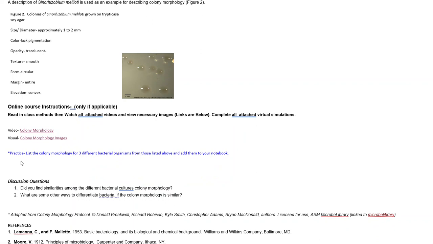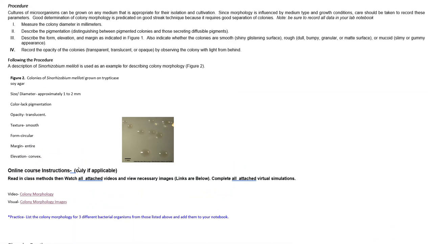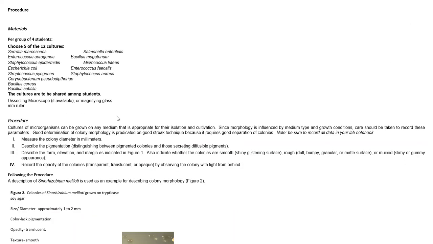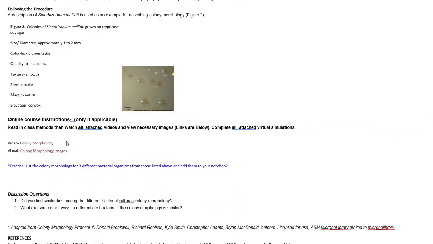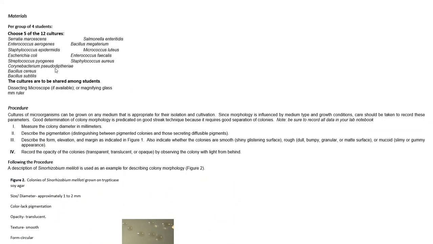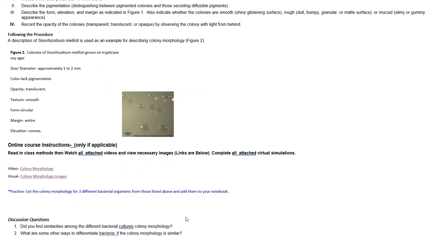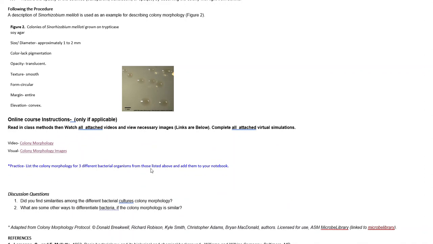Okay, here's your practice. They want you to take three of these, look them up on the internet, type in colony morphology, for example E. coli or Enterococcus, Staph epidermidis, whatever. Take three of those, look them up, and then write out your description, and then you can check and make sure it's correct.